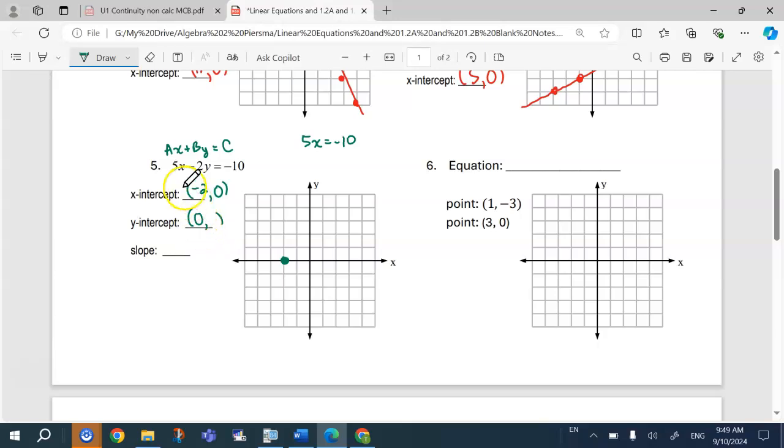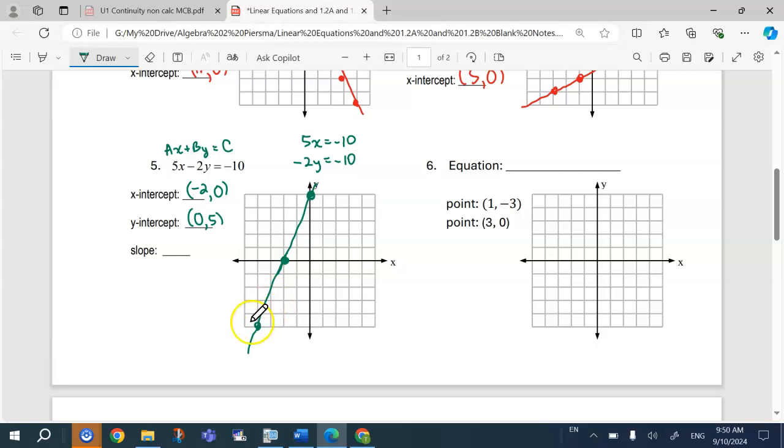If I plug 0 in for x, I'll be left with the equation negative 2y equals negative 10. And the solution of this equation is y equals 5. So if I plot that point, 1, 2, 3, 4, 5, I now have a line. I can continue this slope, whatever it was. This slope is going down 5, left 2, so I can go down 5, left 2 again to get my line there.